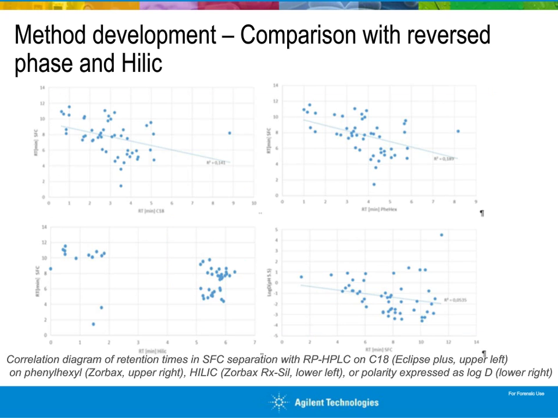If I move on to the next slide, there you can see we did a kind of correlation between C18, phenylhexyl, and HILIC columns and SFC. So you can see basically there is no correlation, which as a result says there is not something like you can take your reverse phase method and you can translate this very easily to SFC. There was quite some method development necessary to achieve this.